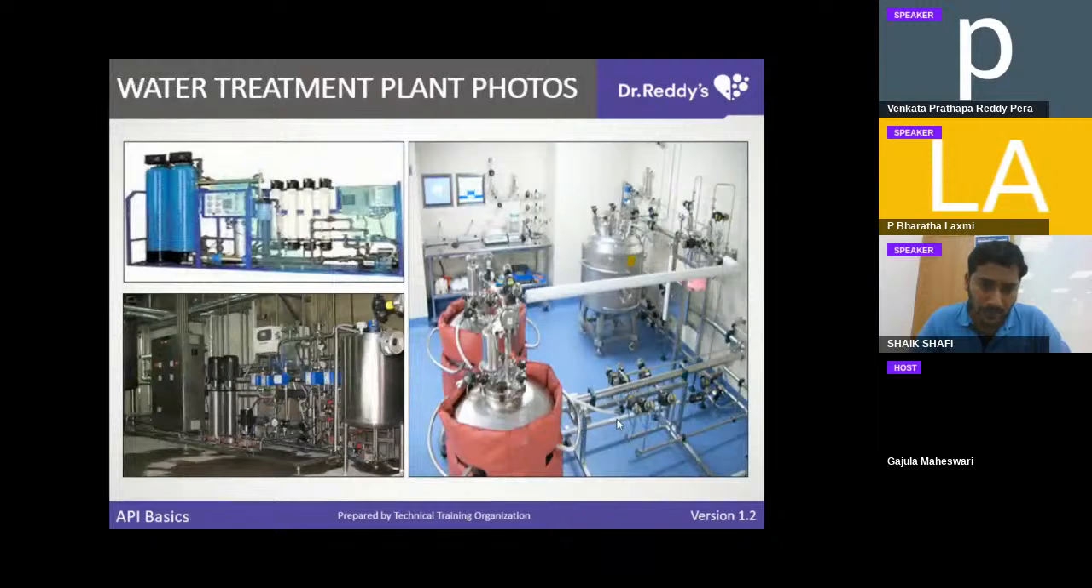Some different types of images are there. These are water system images. Basically, these are RO systems, reverse osmosis systems. Based on the particle size, we use RO filtration, nanofiltration, and ultrafiltration. We use them for the purification process.